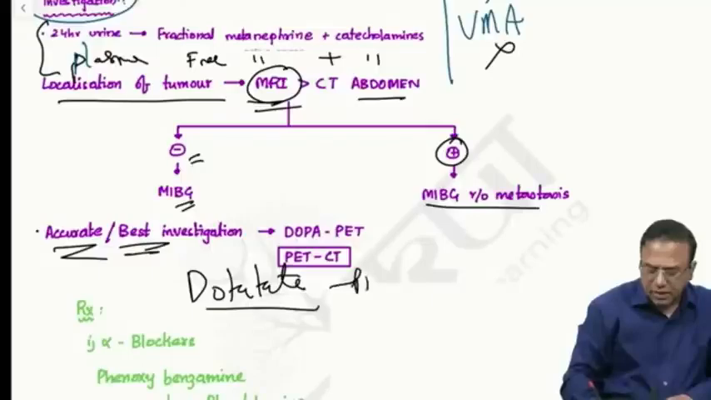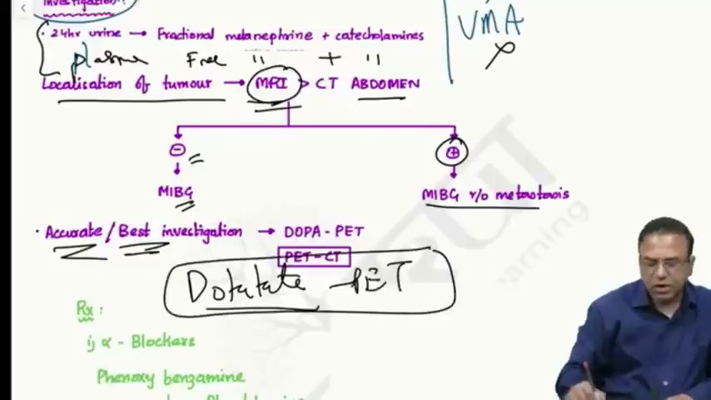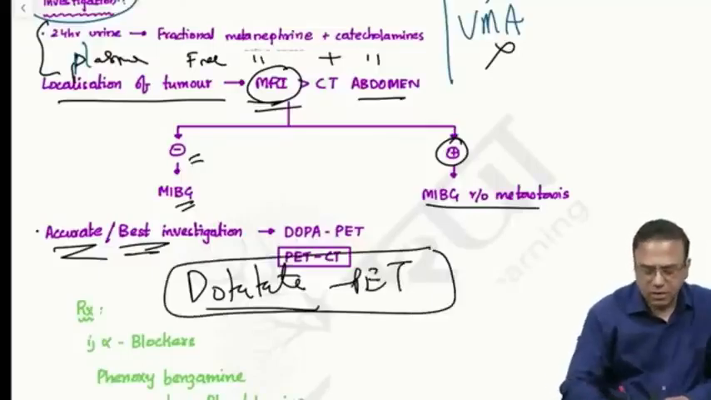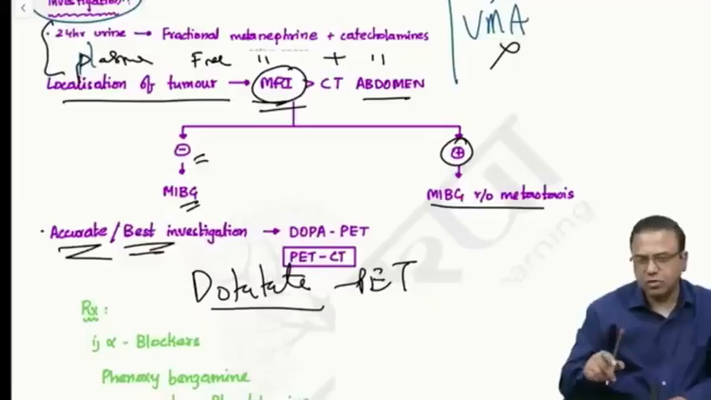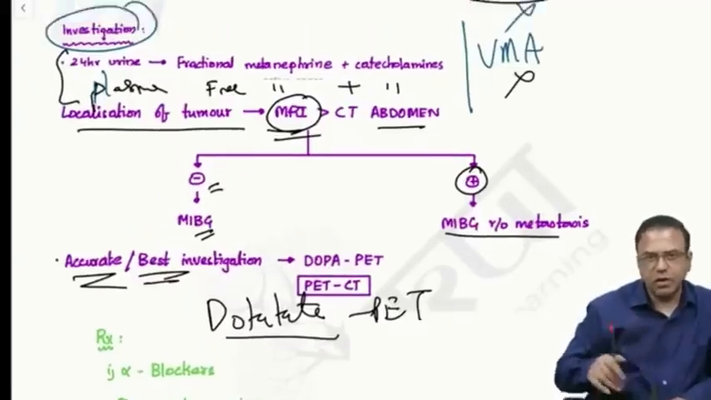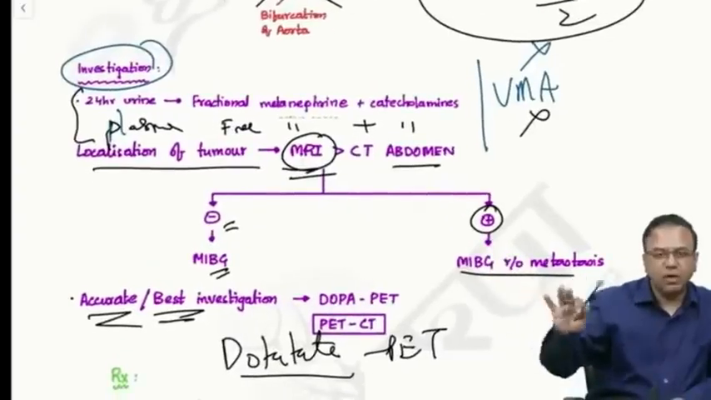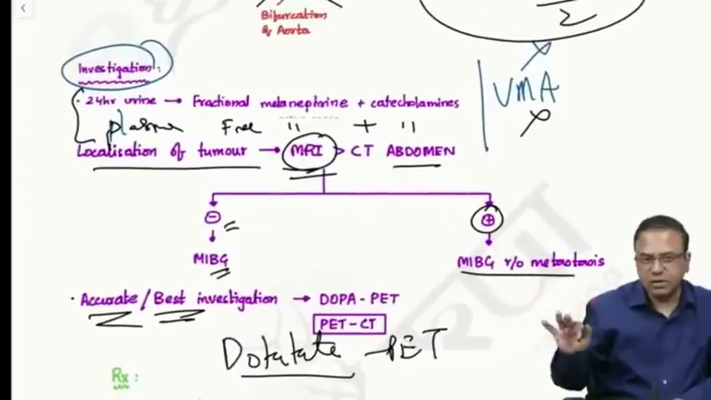This Dotatate PET scan is now considered to be the best. Even though it's the best, it's not the investigation of choice for locating the tumor because it is done with CT and so much radiation exposure is not needed. MRI is enough for most patients. The MRI MIBG protocol we are following is good enough. That's the investigation of localization.